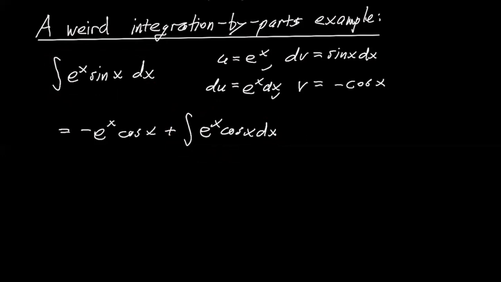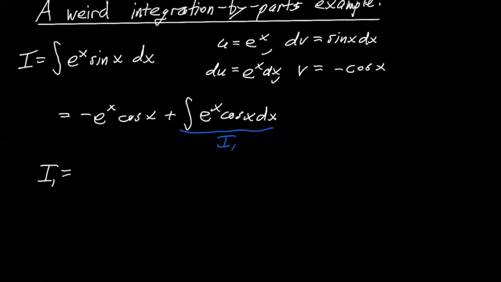Before I do that, I want to give this a name. I want to call this original integral I. And let's call this one I1. Okay, so we want to find I1 now. So I1 is the integral of e to the x cosine x dx. Let's play the same game. u is e to the x. dv is now cosine x dx.